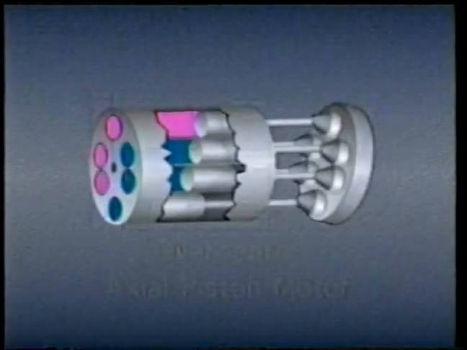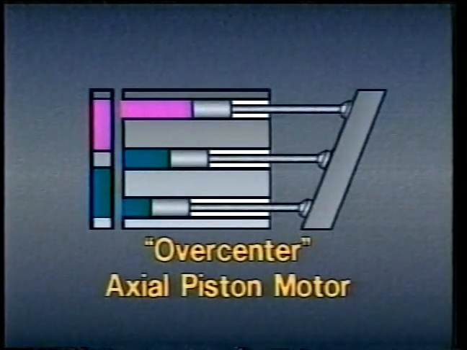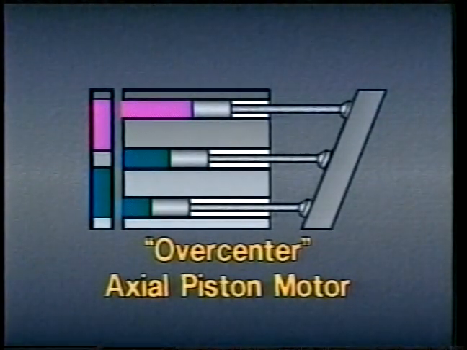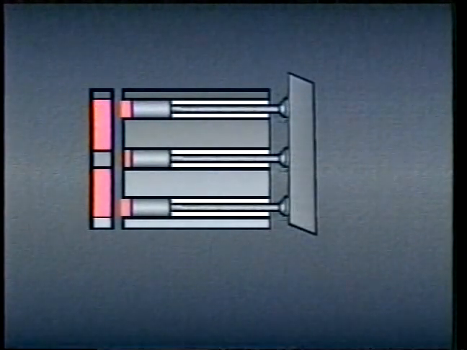This type of motor is called an over-center piston motor because all that's needed to reverse the direction of rotation of the shaft is to tilt the swashplate past or over its center. As the swashplate is tilted toward vertical, the motor displaces less and less fluid. Usually, to reverse direction, the motor is stopped.